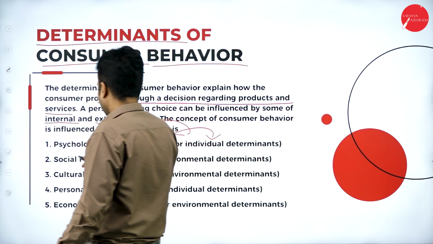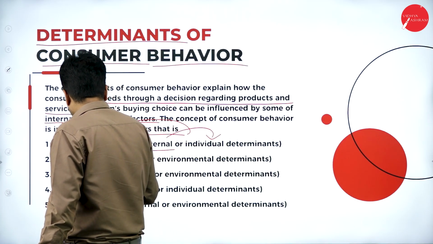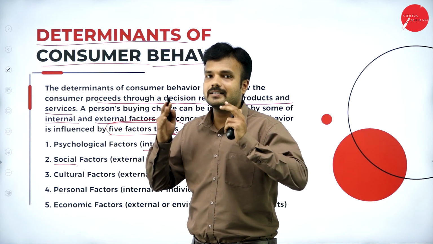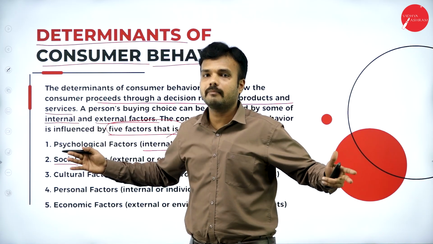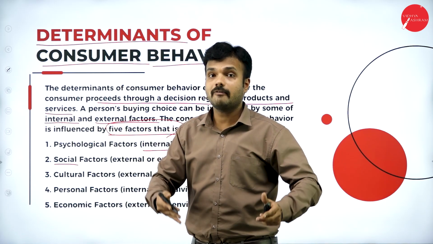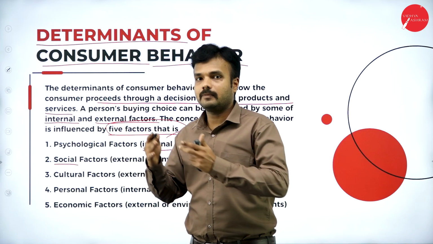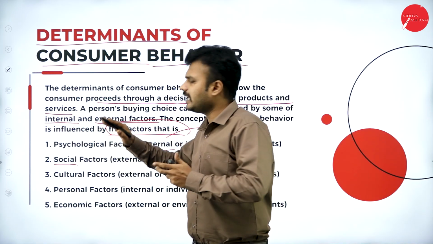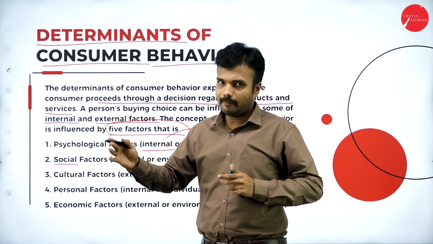Social factors are nothing but the factors that are going to influence a consumer, that is the external society, meaning where the consumer is going to live, the external environment factors that are going to influence him to make a purchase decision. It may be his family, it may be his neighbors, it may be his far relative, or it may be his group of people. Directly or indirectly, it is going to influence him to make a purchase decision.